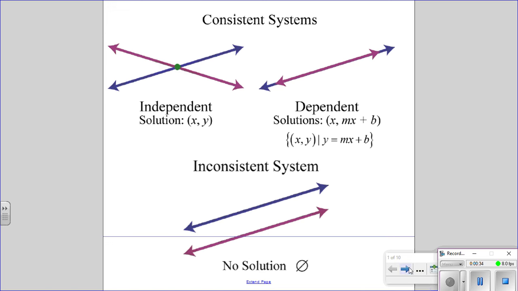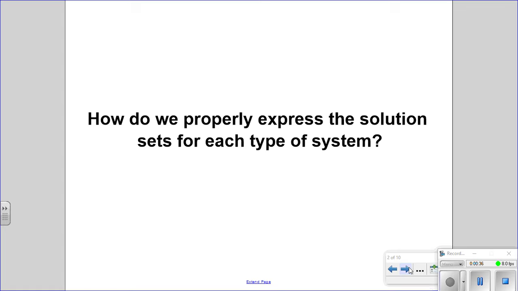What we're going to look at now is how do we properly express the solution sets for each type of system? How does it actually look, or what does a solution set for each type of system consist of?